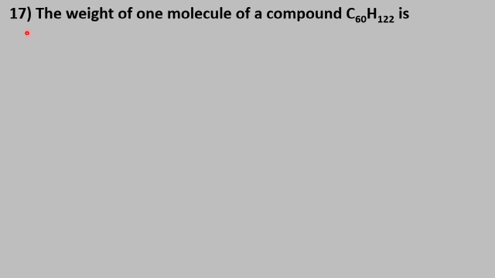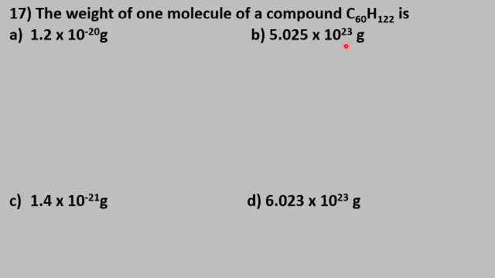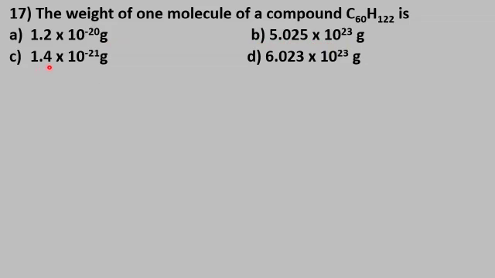Question number 17. The weight of one molecule of a compound C60H122 is dash. Option A, 1.2 into 10 raised to minus 20 gram. Option B, 5.025 into 10 raised to 23 gram. Option C, 1.4 into 10 raised to minus 21 gram. Option D, 6.023 into 10 raised to 23 gram.